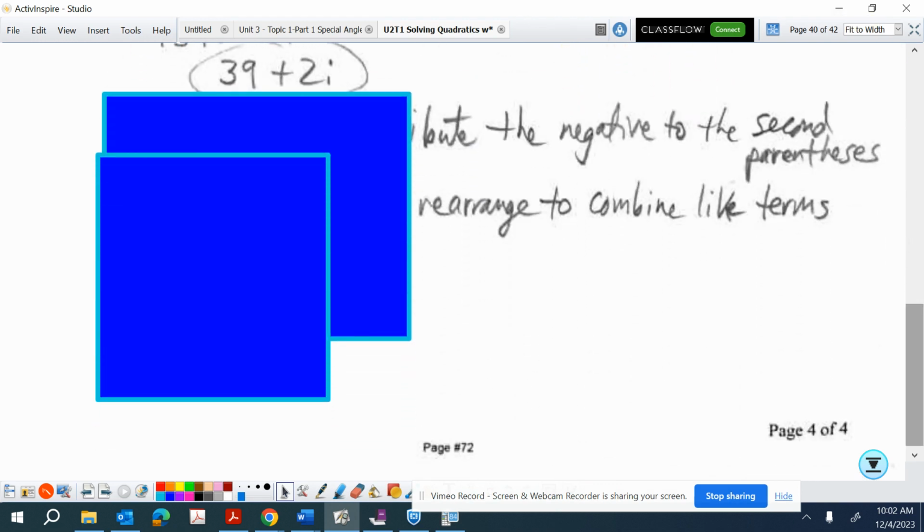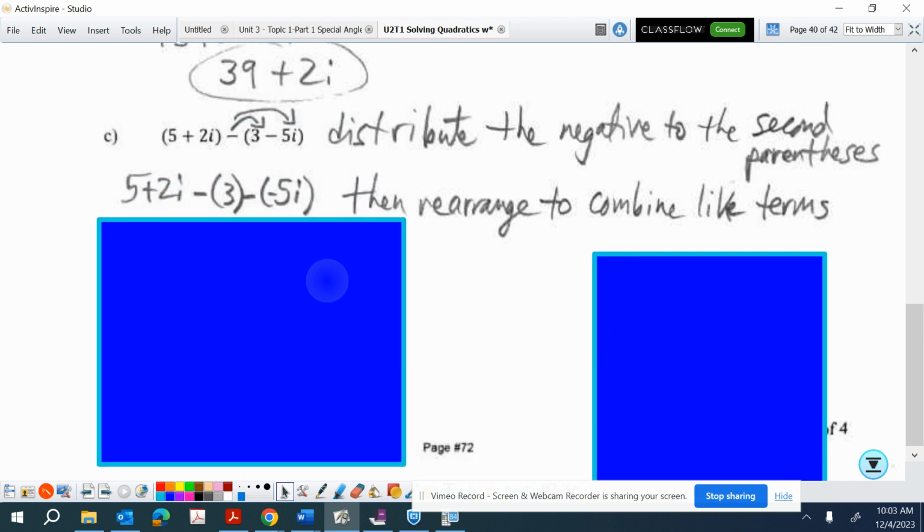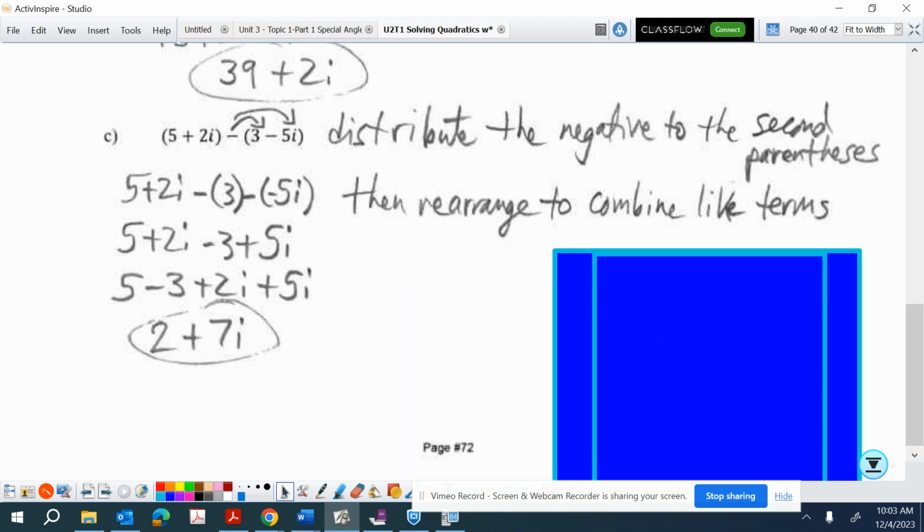Last problem has a negative, and so you're going to distribute the negative before removing the parentheses. So that means everything that's positive becomes negative, everything that's negative becomes positive. 3 becomes negative 3, and negative 5i becomes positive 5i. Then you want to put the two real numbers together, 5 minus 3, and then you want to put the two imaginary numbers together, 2i plus 5i. Final answer, 5 minus 3 is 2, and 2i plus 5i is 7i.